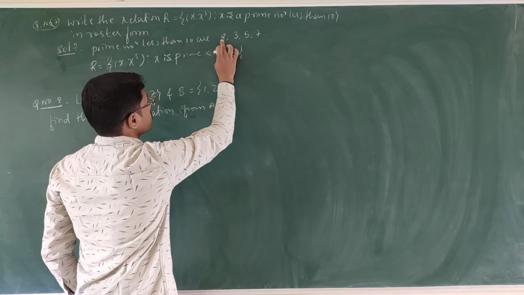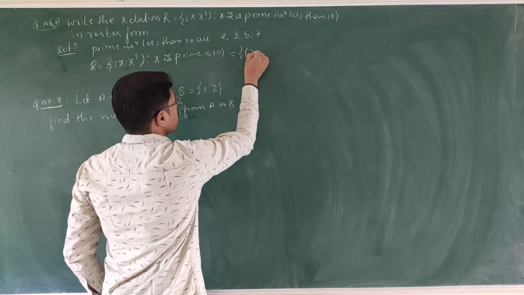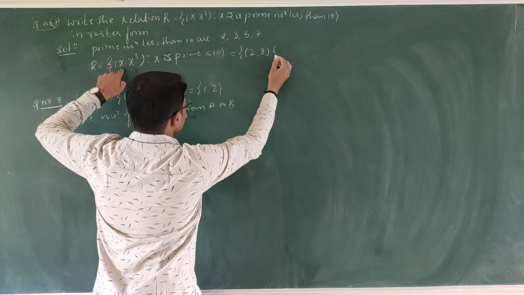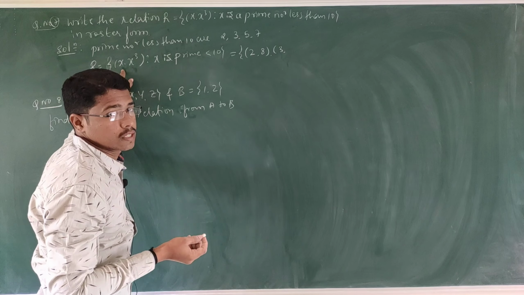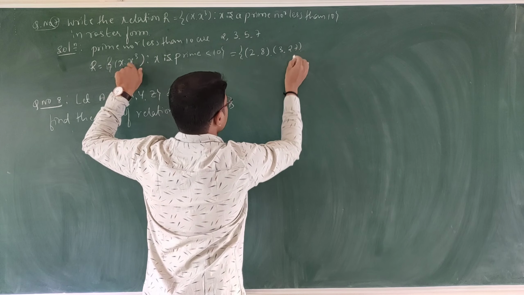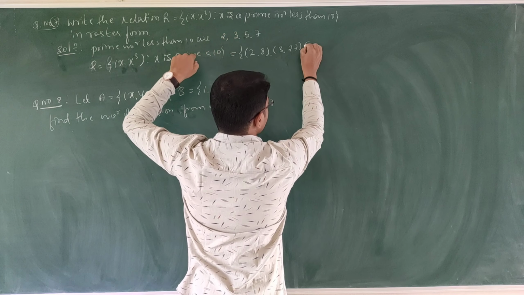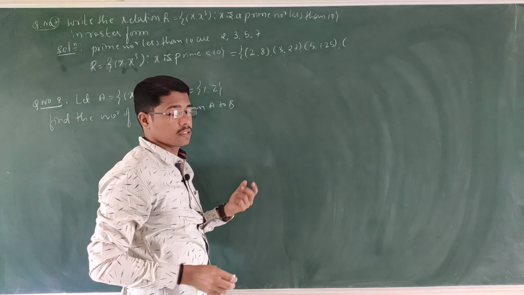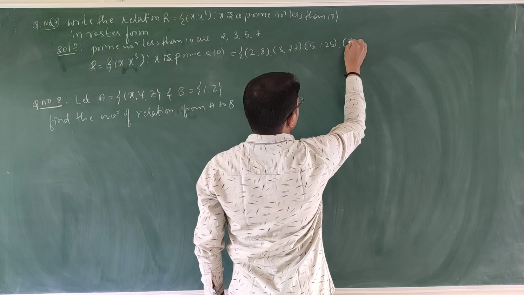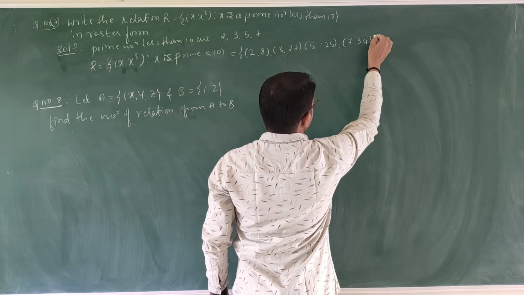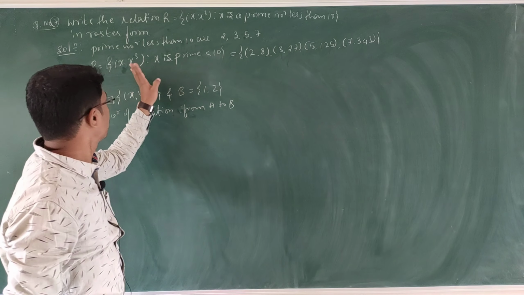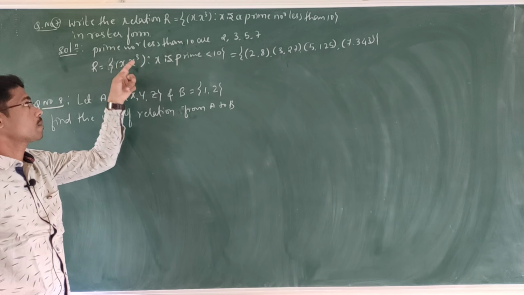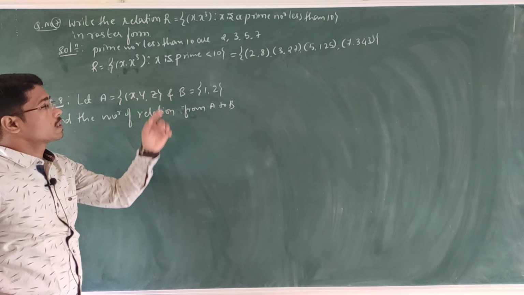It means, if I take x as 2, then x cube, 2 cube, is 8. Next, if I take 3, 3 cube is 27. Next element 5, 5 cube is 125. Next, 7 cube is 343. So (7, 343). This is the relation. So in (x, x cube), if we write 2, we write its cube, 3 then 3 cube, 5 then 5 cube, 7 then 7 cube. So this is the relation.